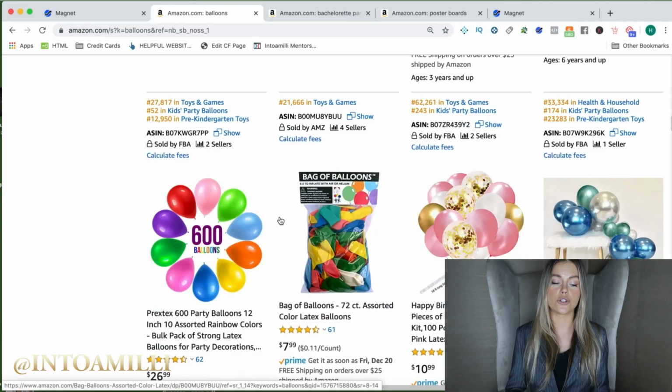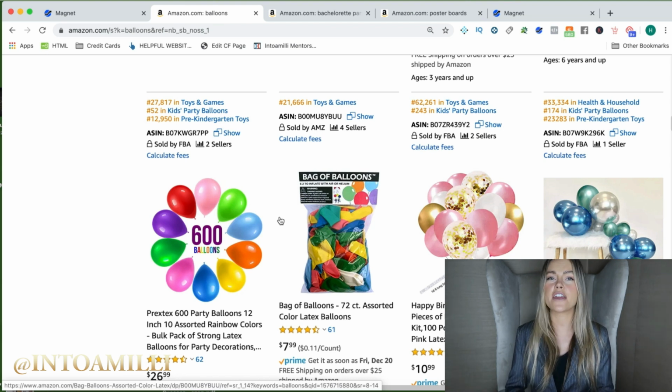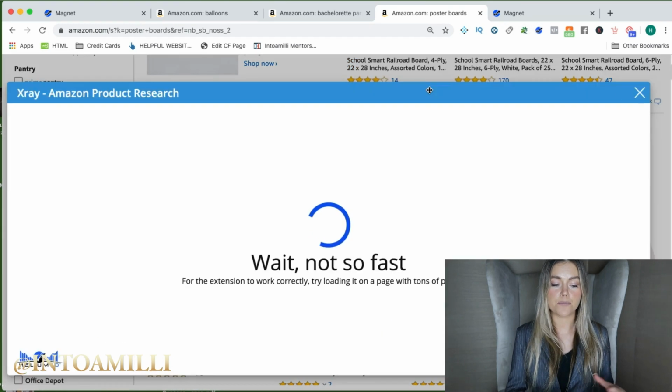So keep that in mind with the variations, and also what I touched on earlier, which is, I would call it a diluted search volume of products such as balloons or bachelor party decorations or thank you cards, situations such as this. Another thing I want to mention again is make sure to check for brand dominance as well as Amazon dominance. Here's a great example. Let's just run the extension on these poster boards.